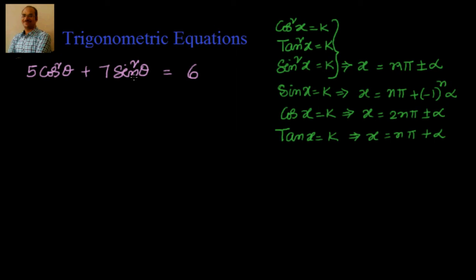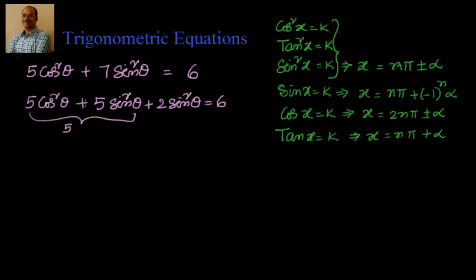Now to solve this, one way is to convert sin square theta as 1 minus cos square theta. What I prefer to do is, since there is 5 cos square theta, I will make it 5 cos square theta plus 5 sin square theta plus 2 sin square theta equal to 6. Now we know that cos square theta plus sin square theta equal to 1. So I can write it as 5 into cos square theta plus sin square theta, which is nothing but equal to 1, plus 2 sin square theta equal to 6.